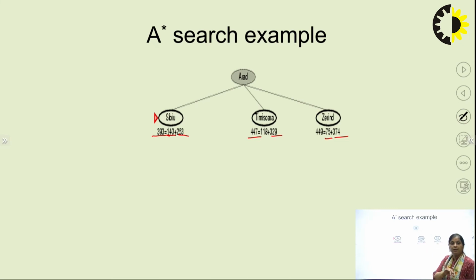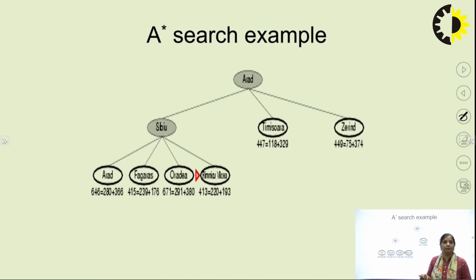Now what is the minimum among these? That is Sibiu. So it is not greedy best first. In this we have added the covered distance also, the true cost. So here we are using the true cost, and here we are using the estimate. So this is our A star search example. Now what will be expanded here? That is Sibiu.